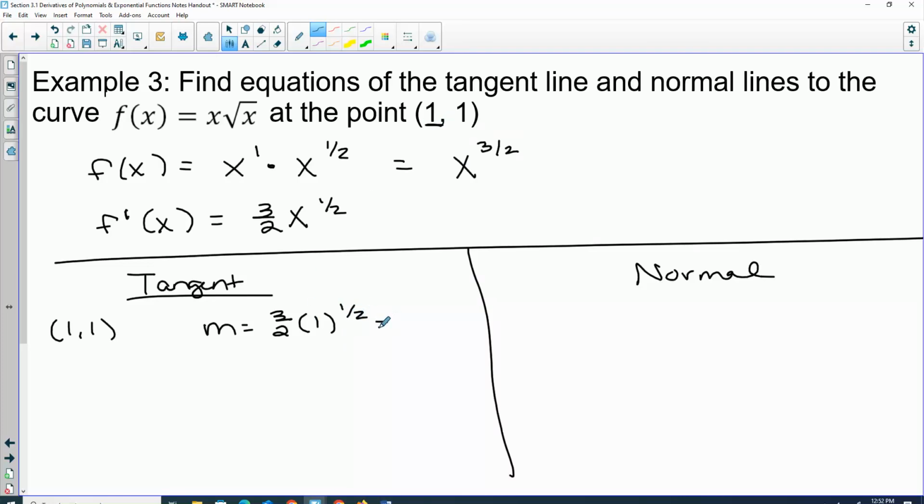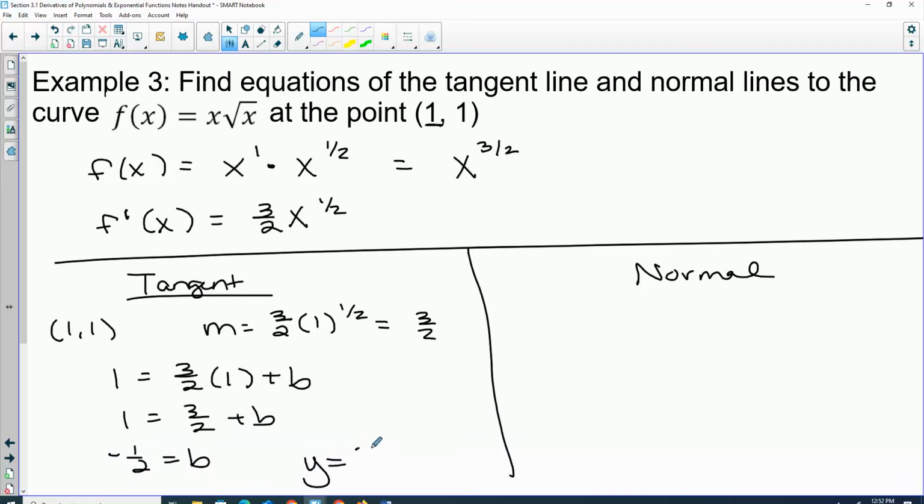Okay, a 1/2 power is the same as a square root. Square root of 1 is 1, times 3/2. Okay, so y equals mx plus b. Subtract our 3/2, so our y-intercept is negative 1/2. So equation: y equals 3/2 x minus 1/2.